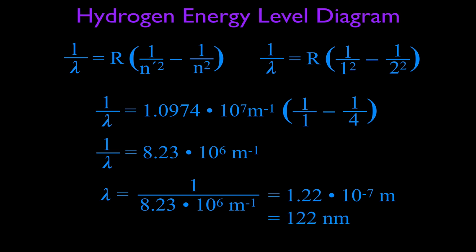So there you go. That's how you use those energy level diagrams to calculate the changes in energy, the frequency, the wavelengths of light emitted when an electron comes from an excited state down to the ground state or down to a lower energy level. Okay, so there you go.